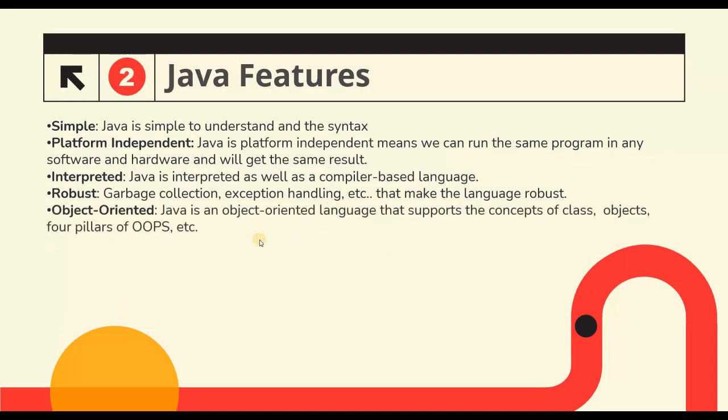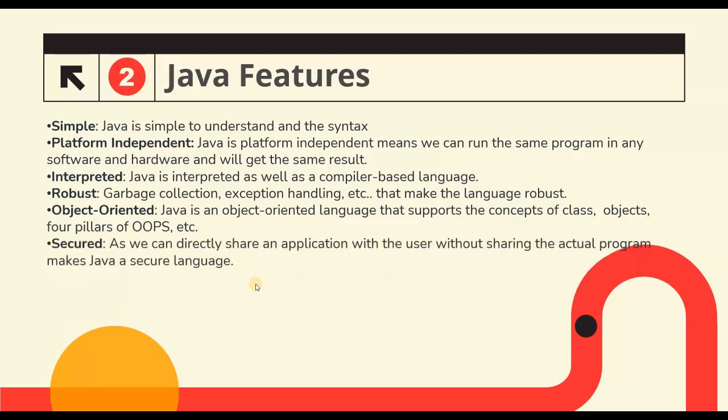Next, obviously it's object oriented. Java is an object oriented language that supports the concepts of class, object, and the pillars of OOPS, right? Whenever we create anything, we need to create the class. Then for accessing the features of that class, we need to create the object. Those are the things we need to do.